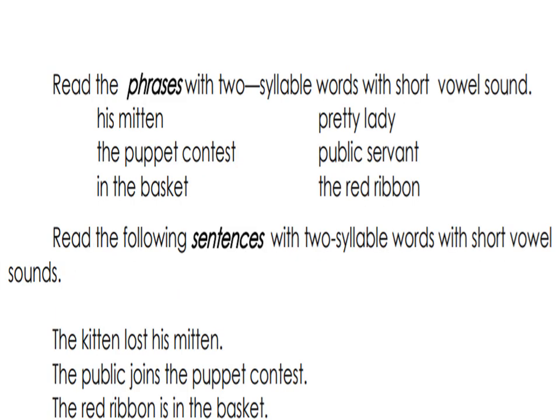So now let's read the phrases with two-syllable words with short vowel sound. Okay, I'm going to read first and afterwards your turn. So we have his mitten, the puppet contest, in the basket, pretty lady, public servant, the red ribbon. Your turn.